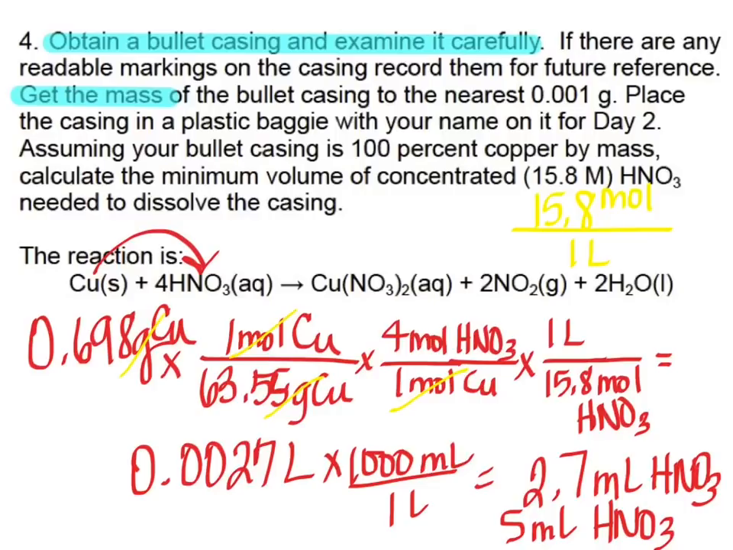Why do we add 2? Just to make it in excess. This is just enough to get it to dissolve. We want to make sure everything dissolves, so we put it in excess. Okay? Are there any questions over that?